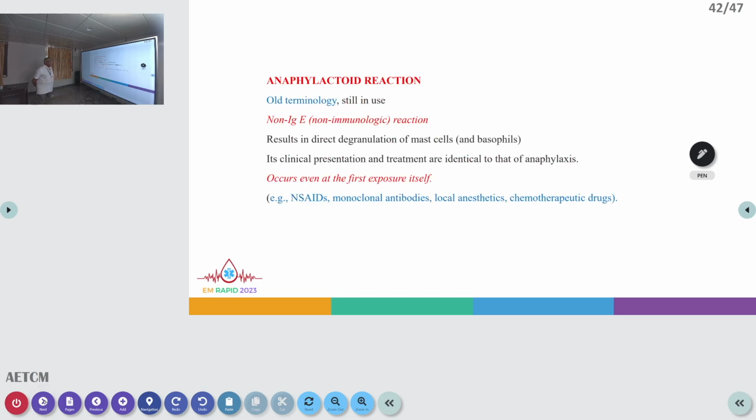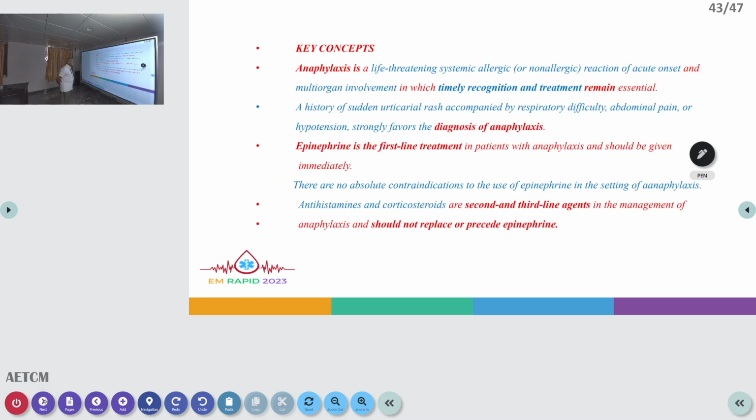Then we come to the anaphylactoid reaction. This is an old terminology still in use. Remember, it is a non-IgE or non-immunological reaction. It results in direct degranulation of mast cells and basophils. Its clinical presentation and treatment are identical to that of anaphylaxis. The anaphylactoid reaction occurs even at first exposure to the allergen. Examples are NSAIDs, monoclonal antibodies, local anesthetics, and chemotherapeutic agents. Some of these cause this type of reaction.